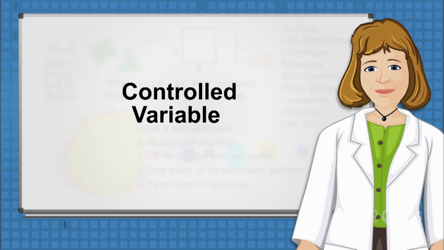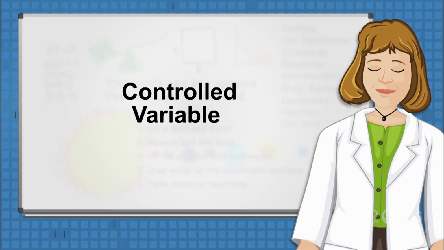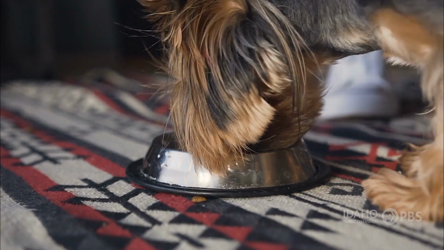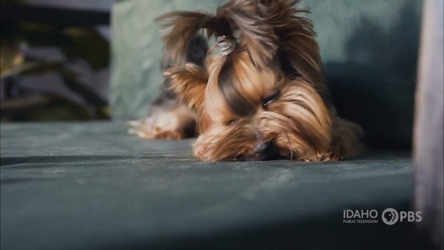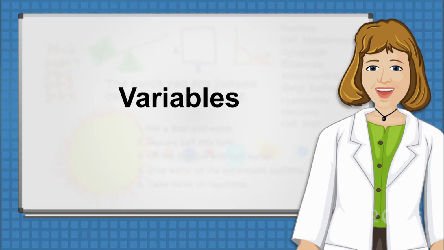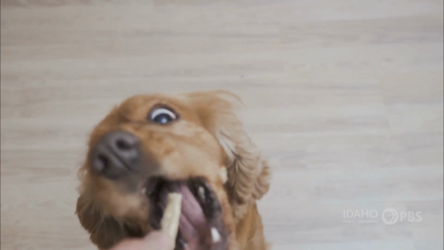The controlled variables are the things you want to remain the same or constant. In this experiment, you would want to make sure that the dogs eat at the same time, eat the same food, and have not eaten for the same amount of time before the experiment. Once you've identified your variables, you're ready for the experiment, and your dogs are ready for dinner.